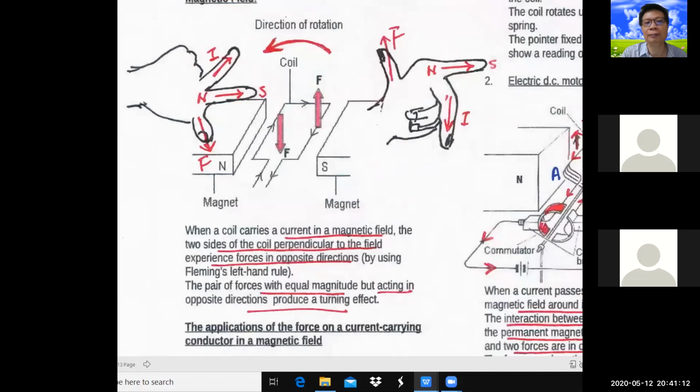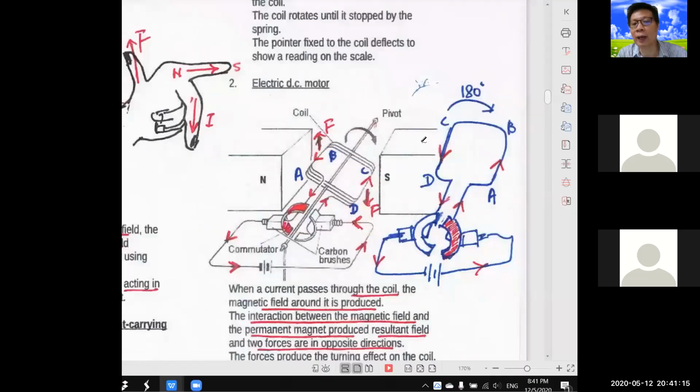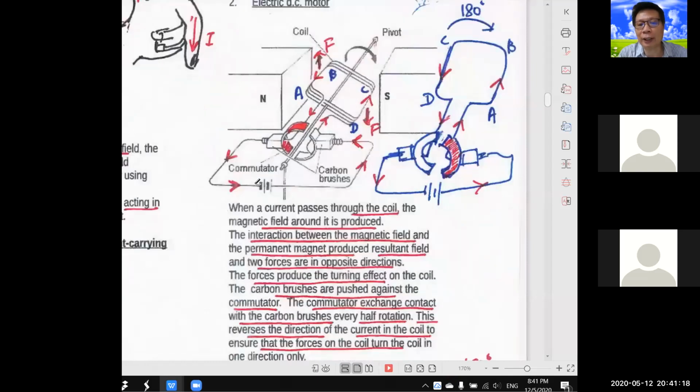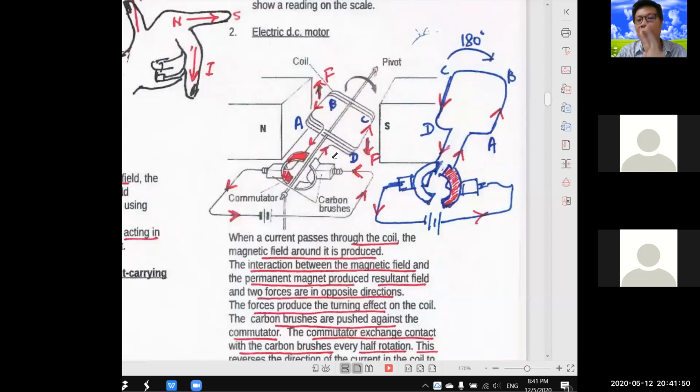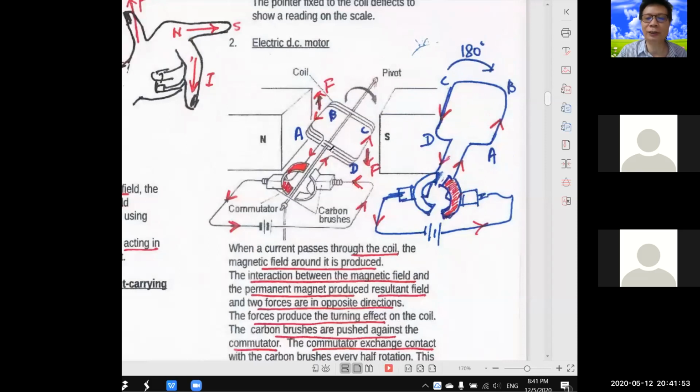Here you see the DC motor. When you supply current to the coil, it produces a pair of magnetic forces in opposite directions, one up, one down. When the forces are in opposite directions, they cause a turning effect. So this coil will start to turn, so it becomes an electric motor, a DC motor. This is the second example, using the magnetic force to work.